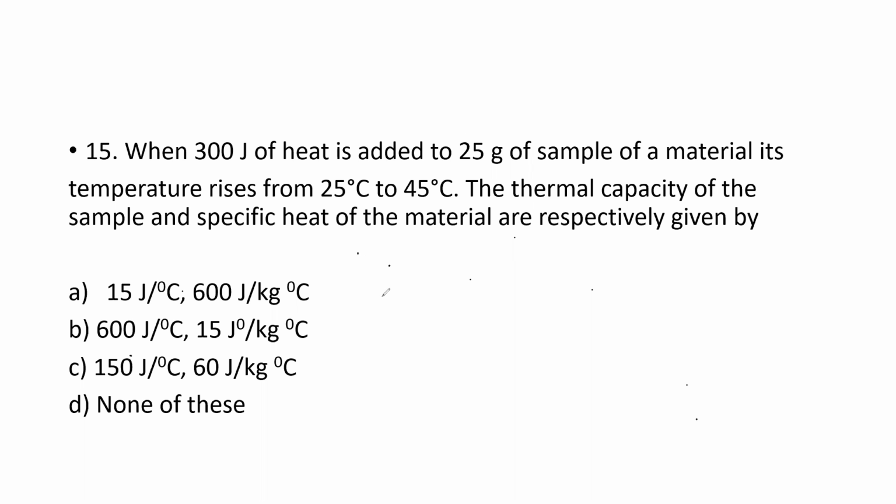So here thermal capacity is equal to M into C. Thermal capacity is equal to MC, that is given by MC is equal to Q divided by delta T. Q value is given as 300, divided by delta T. How much is delta T? It is 45 minus 25. That is 300 divided by 20, so the 0s will get cancelled.